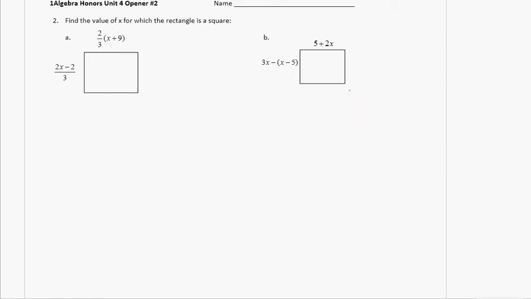Hello and welcome to opener number 2 in Unit 4. We're going to solve a few equations here today, and some interesting things are going to happen.